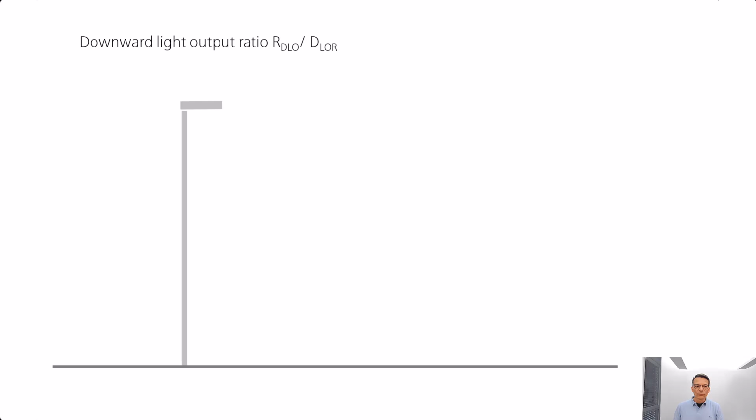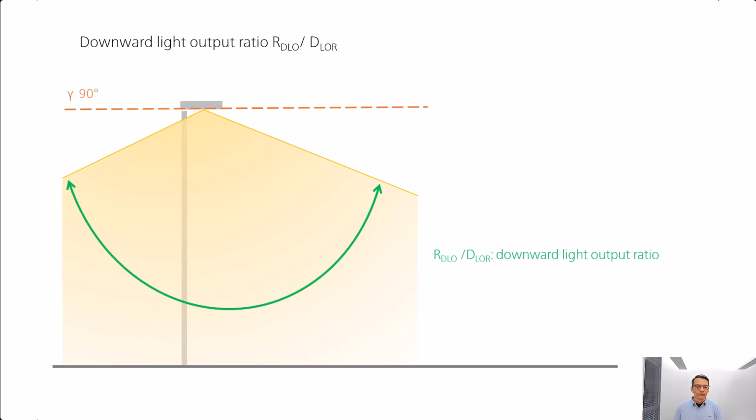Let's first have a look at the downward light output ratio, RDLO or DLOR. This is a proportion of light that is directed straight downward. Downward refers to the area below an imaginary horizontal line, illustrated here in orange. If the luminaire emits no luminous flux upwards, then the downward light output ratio corresponds to the total light output ratio of the luminaire.